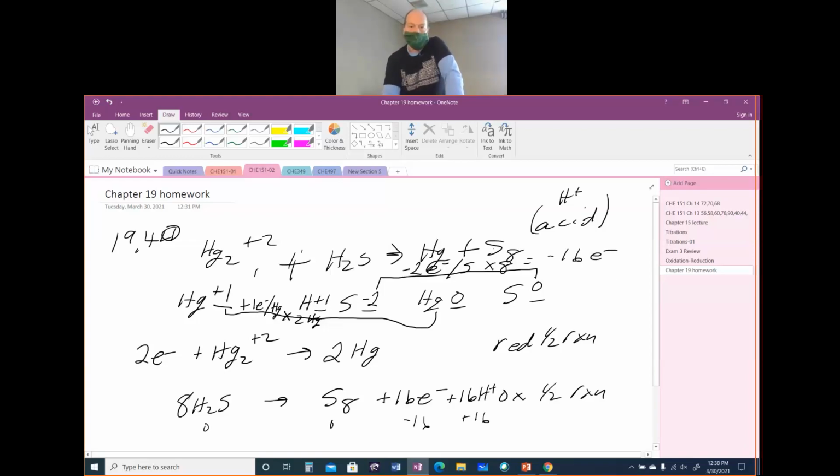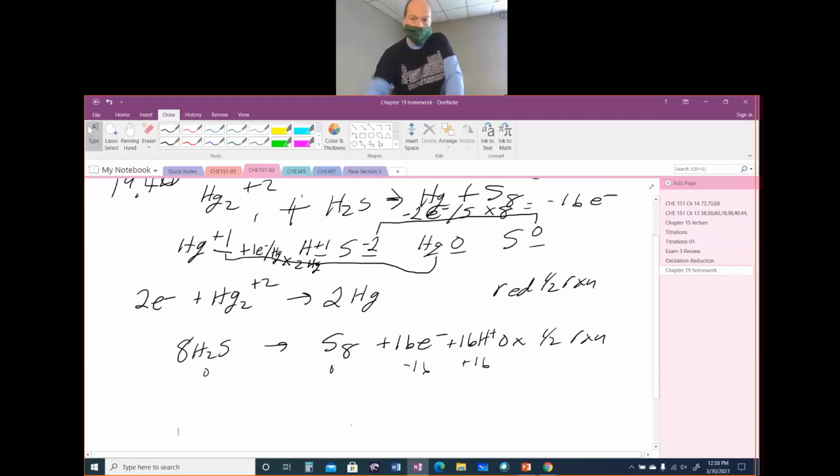All right, and so then the final is to balance any hydrogens and oxygens with water. The top one, no hydrogens or oxygens. The bottom one, we have 16 hydrogens and we have 16 hydrogens. We have no oxygens, we have no oxygens. So in this oxidation reduction, it was not required to put any waters in on either reaction, the reduction or the oxidation.